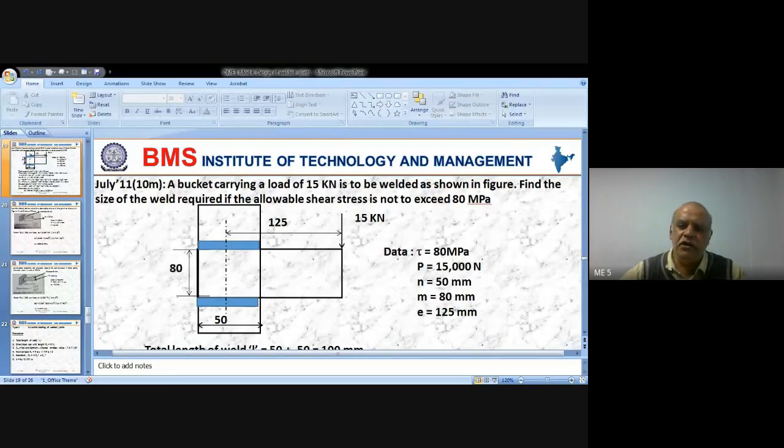After BE, if you cannot tell the definition of welding, nobody will take you. If you don't answer what is a stress strain diagram, nobody will take you. If you say, I don't know what is the difference between first angle and third angle projection, nobody will take you. Okay? So these are the things you have to keep in mind.